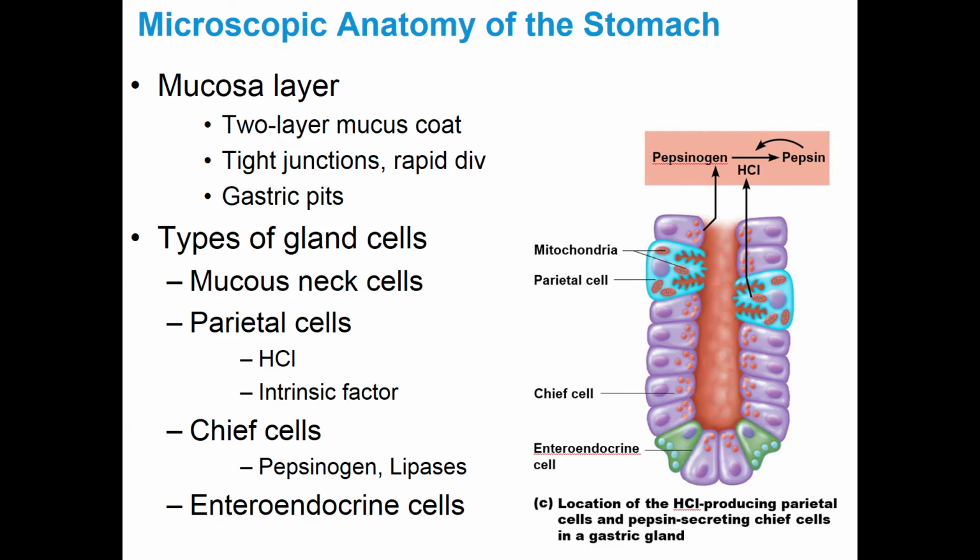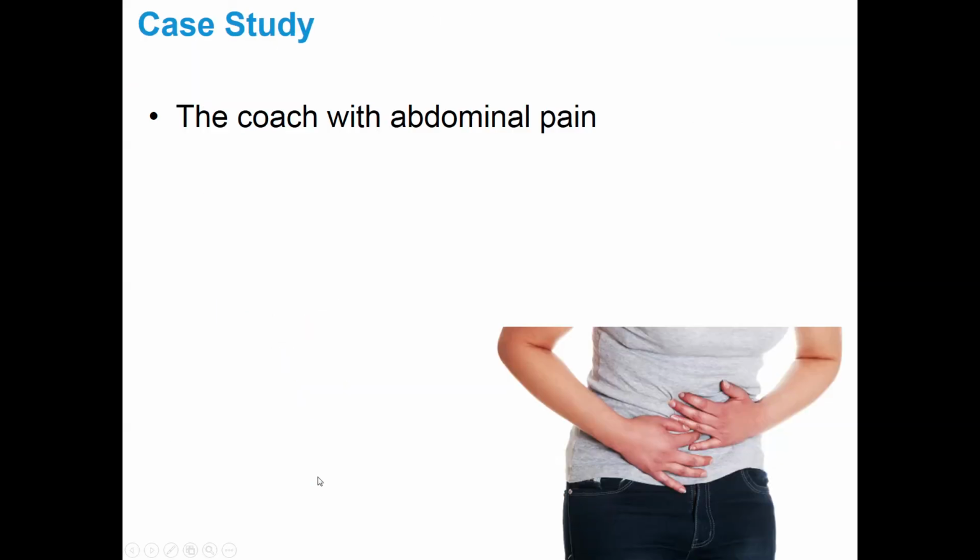And then the enteroendocrine cells, they secrete hormones. Most of them are paracrines, which means that they act locally. So they'll act on neighboring cells, but some of them are released systemically, but you don't have to worry about those. So the big players here are the parietal cells, which release hydrochloric acid, and the chief cells, which release pepsinogen.